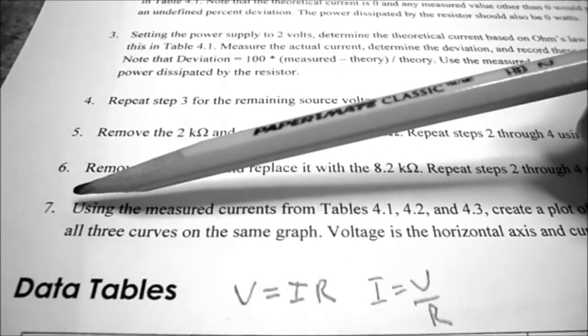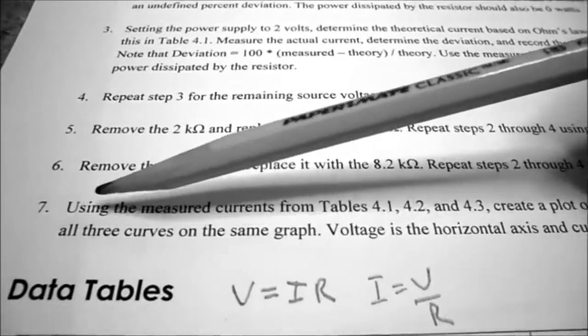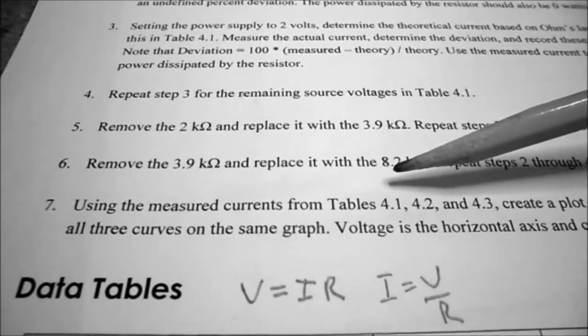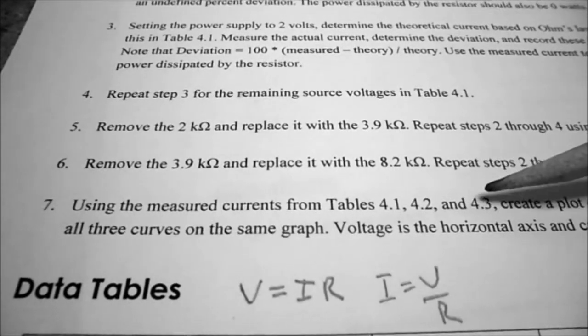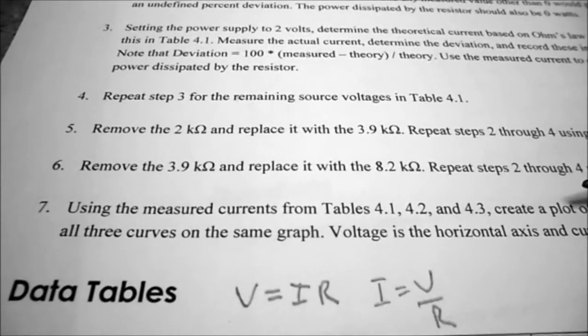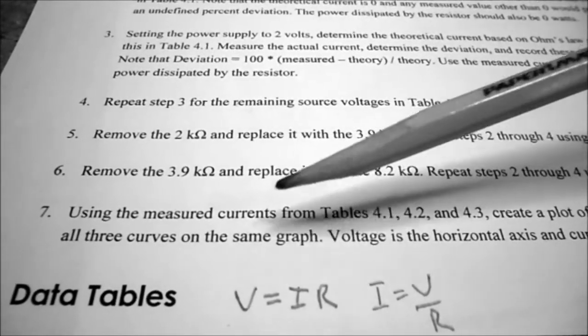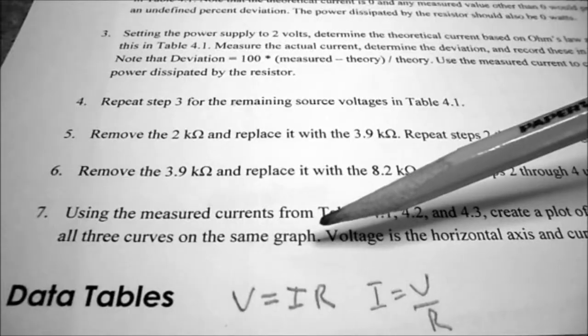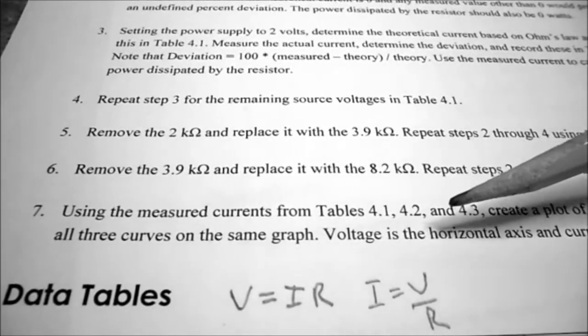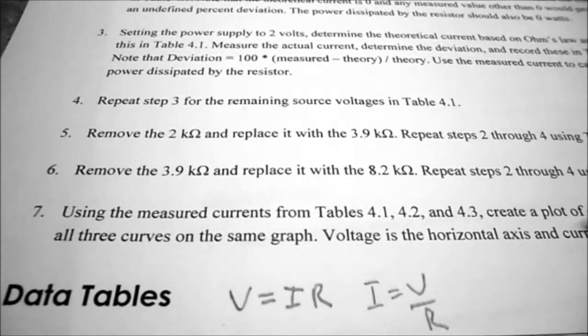For part 7 of the procedure, we're going to be using the measured currents from table 4.1, 4.2, and 4.3 to create a plot of current versus voltage, and we're going to plot all 3 curves on the same graph. It reminds us that voltage is the horizontal axis and current is the vertical axis.